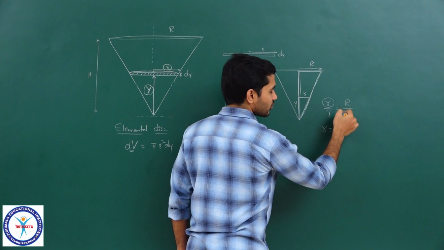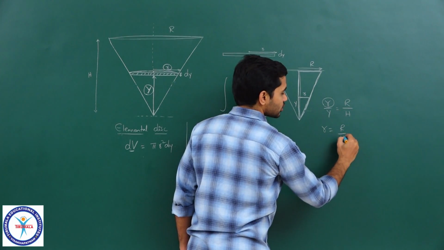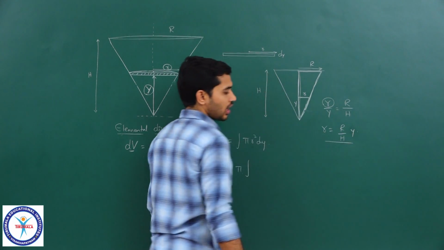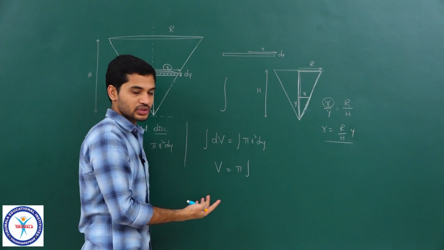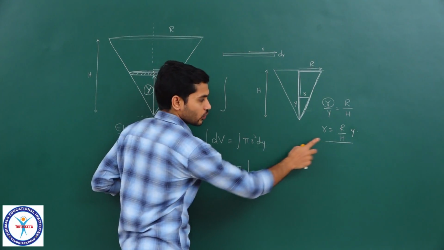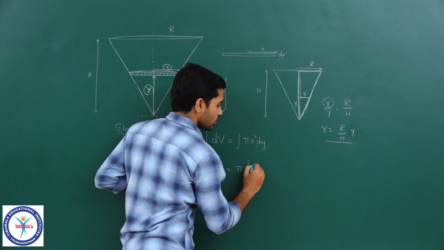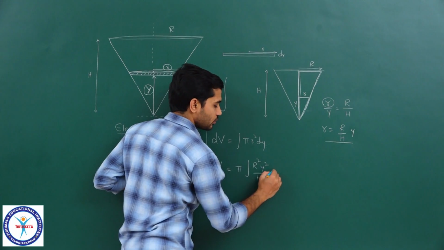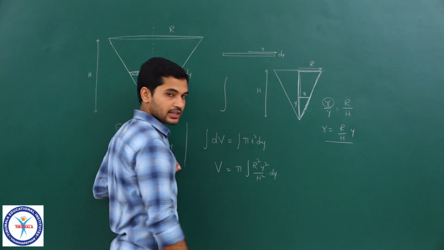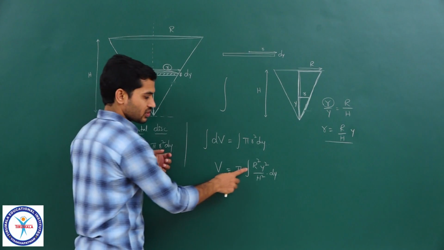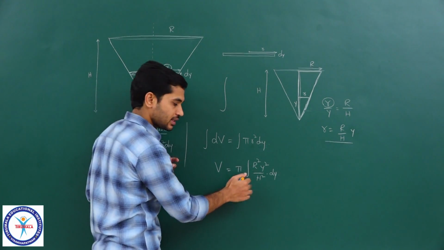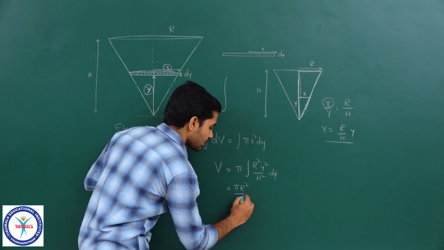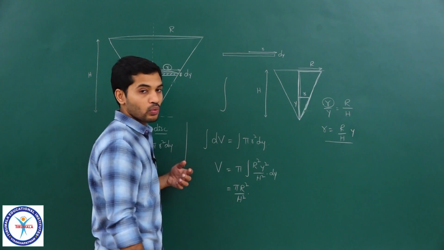What is the value of r from here? It is nothing but R by H into y. I'll substitute that here, in place of small r square. So R square y square by H square into dy. Now this is something which we can integrate because R square by H square is a constant. I'll bring that outside. So pi into R square by H square into integral of y square dy.